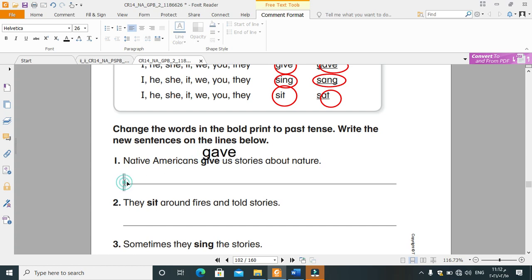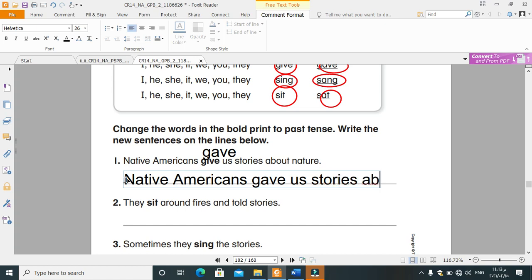And now it's time to write the sentence. Native Americans gave, we don't write give again, gave us stories about nature.